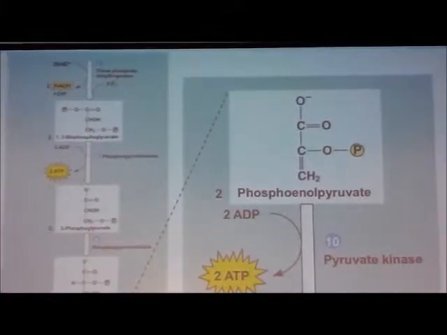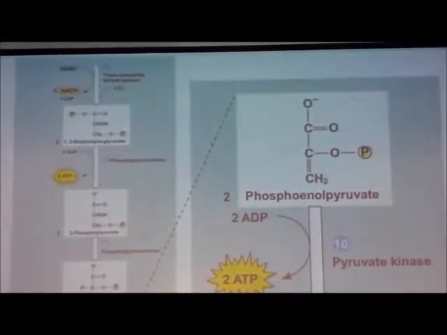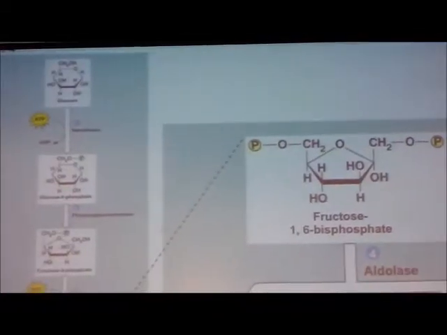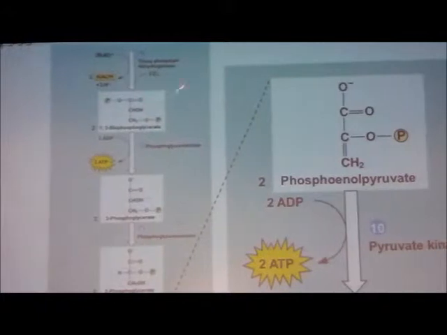It then results in the addition of a phosphate group to the molecule. So our 3-carbon sugar, which originally only had 1 phosphate, now has 2 on it.